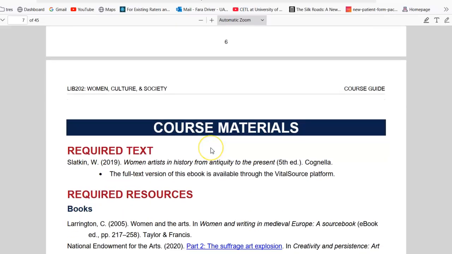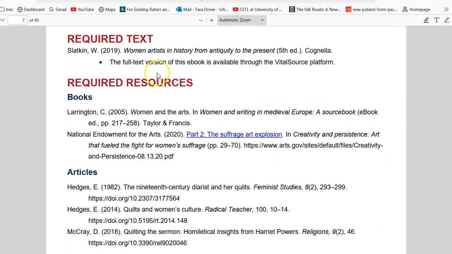Each week has the required text and your required resources. This means these are ones that you have to use in the course of answering either the discussion, depending, or the assignment or the quiz, right? And required means exactly that.